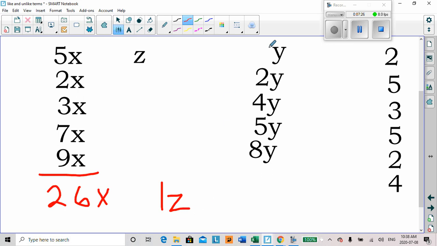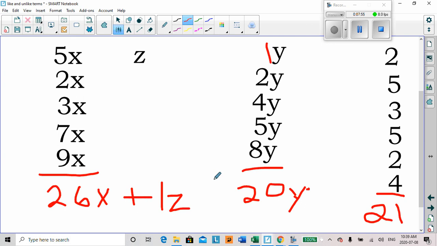I have, this is 1y, even though it doesn't say that. There's 1y plus 2 plus 4 plus 5 plus 8 gives me 20 y's. Oops. And over here, 2 plus 5 plus 3 plus 5 plus 2 plus 4 is 21. Now, if I just put plus signs in between all those, I have gathered or collected all of my like terms together.